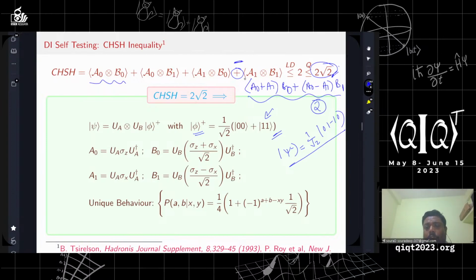And also we don't know whether the state is more than 2 dimensional or not. So the exact statement should be: whenever any observer gets 2√2 from a Bell experiment, he can be sure that at least one maximally entangled state is there and the measurements are anti-commuting in direction.